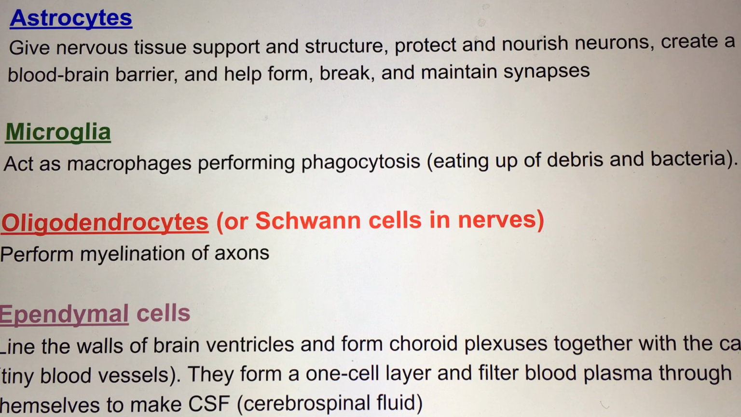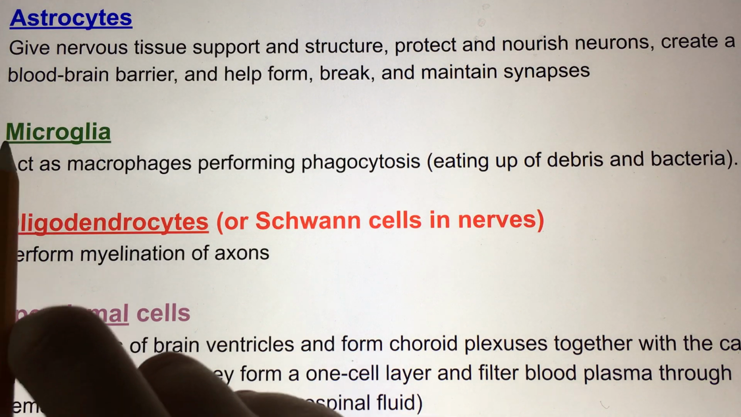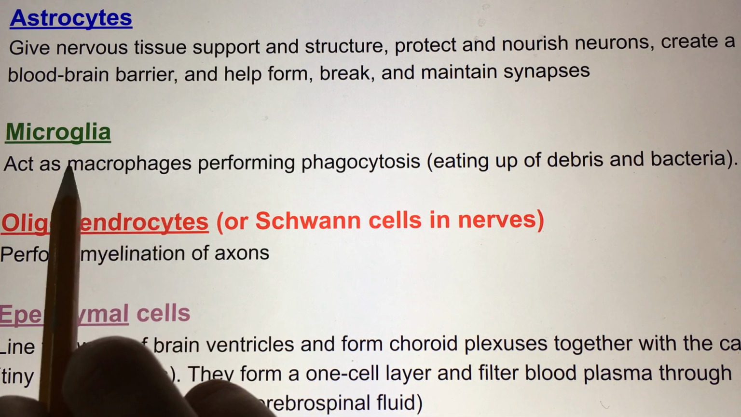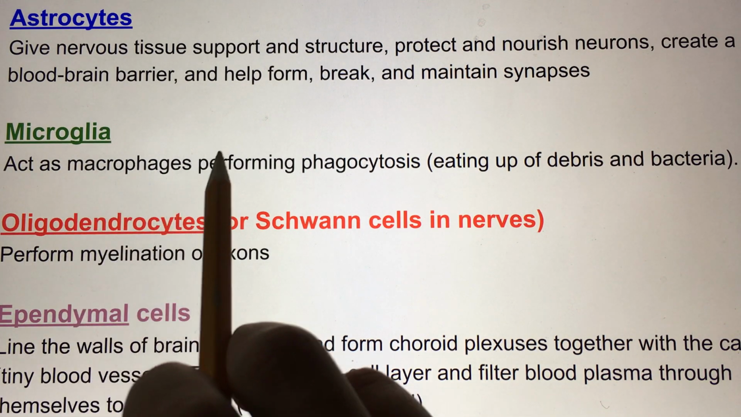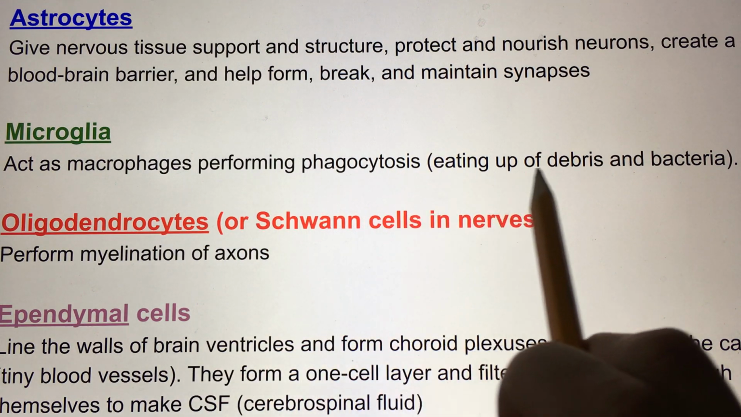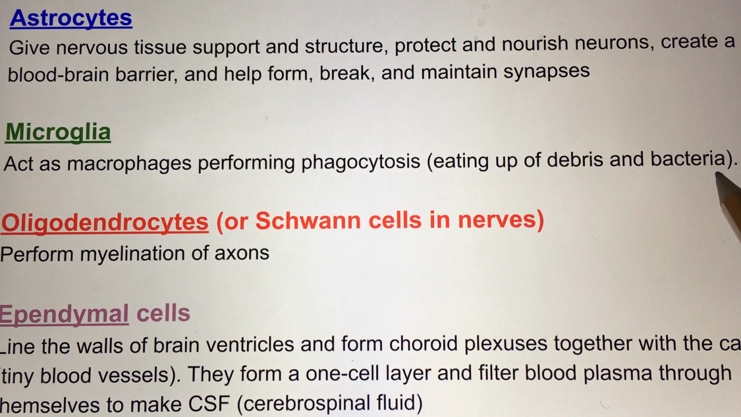When it comes to peripheral nervous system, the neurons are able to make connections to the muscle cells and gland cells. So there's going to be a little bit more diversity in this type of synapses. Microglia act as macrophages. Those are the cells of the immune system performing phagocytosis. That means eating up of debris and bacteria or viruses, whatever gets inside of the brain.